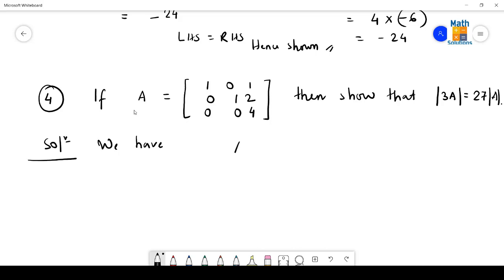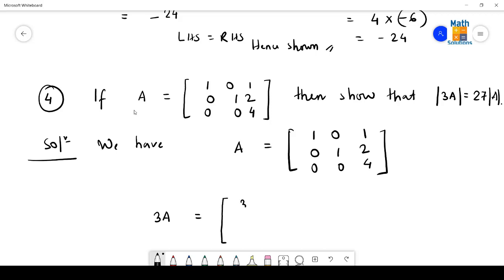We have matrix A as 1 0 1, then 0 1 2, then after 0 0 4. We have to find out next what is thrice A. So the result will be like this, means scalar multiplication of this matrix by 3. So the terms will be like this: 3 0 3, then 0 3 6, then after 0 0, what is it? 12.